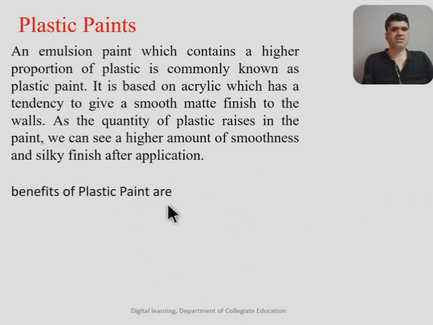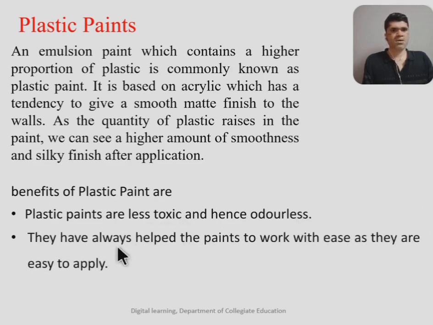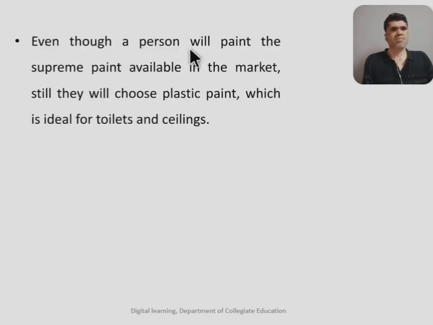So benefits of plastic paints are: 1. Plastic paints are less toxic and hence odorless. They have always helped the paint to work with ease as they are easy to apply. Even though a person can buy the supreme paint available in the market, still they will choose plastic paint, which is ideal for toilets and ceiling.